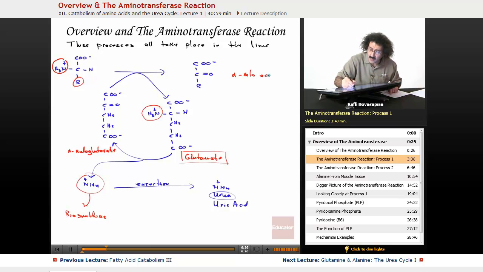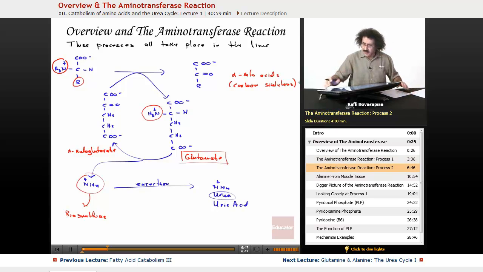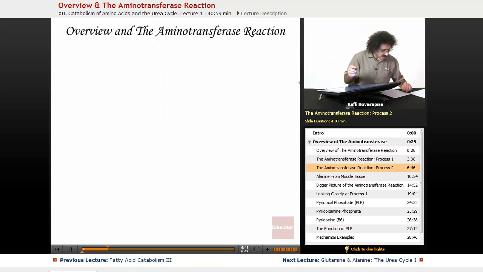So these alpha-keto acids, they are the carbon skeletons that are left over from amino acids that transfer their amino group to alpha-ketoglutarate to form glutamate. So carbon skeletons. Okay, so that's one of the processes that takes place. Okay, now let's go ahead. Another process that takes place is this one. So let's do this one.